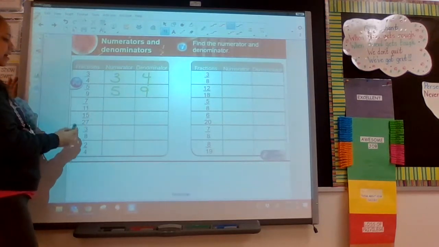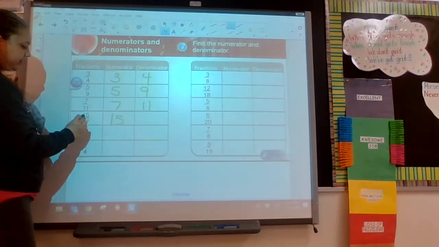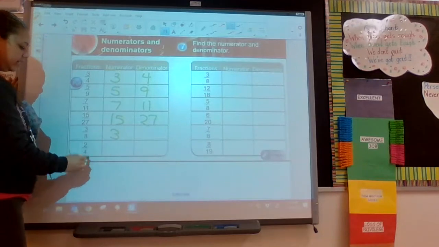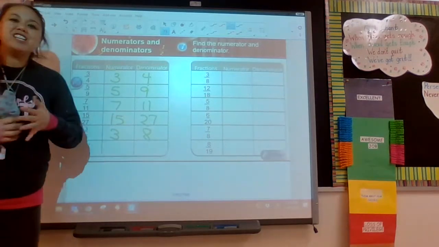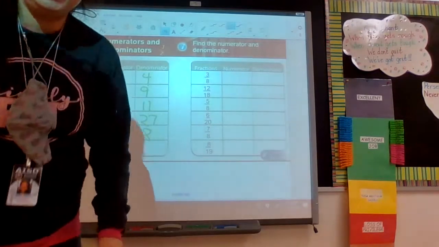9 pieces make the whole. 7, 11. 15 is never under. 27 makes the whole. 3 and 8. Pause the video. You finish the rest and come back and check.